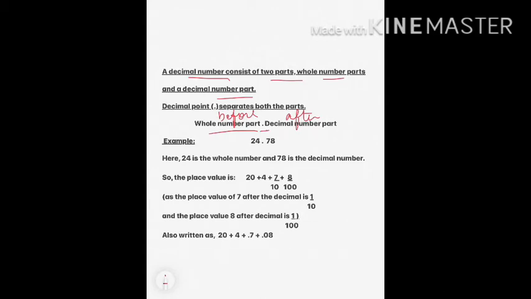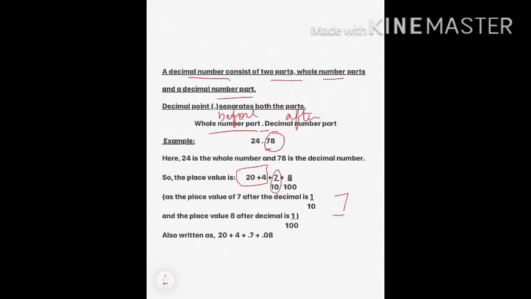Alright students. Now, how to write the place value? For the whole number 24, how do you write the place value? 20 plus 4. But for the decimal part, after the decimal point, we write the place value as 7/10. What is the place value of 7? It is at the tenth place, so we write it as 7/10.